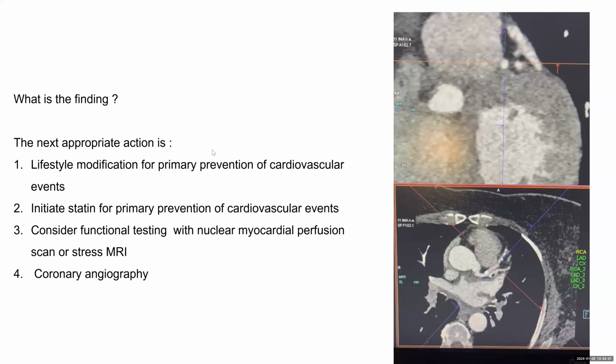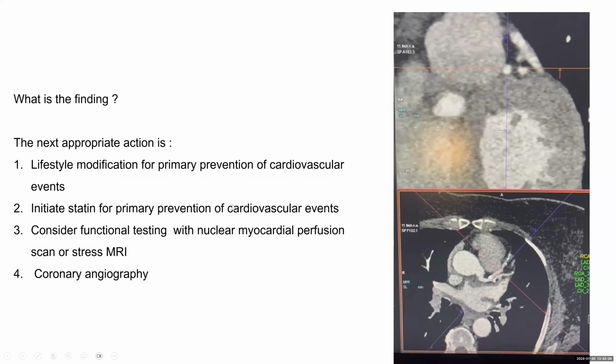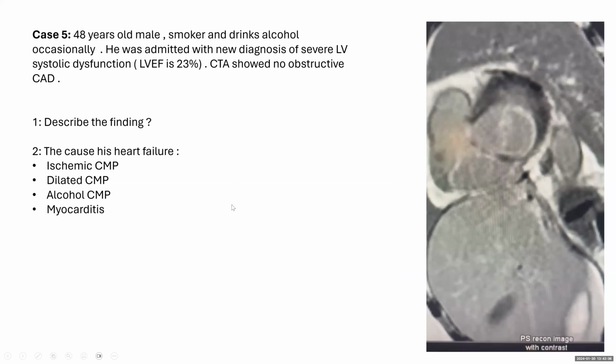Okay, so next. This is a case of MRI. A 48-year-old male smoker who drinks alcohol occasionally, according to him. He was admitted with a new diagnosis of severe LV systolic dysfunction, and his LVEF was around 23%, around 25%. This is a very real-life case. CTA was done and showed no obstructive coronary artery disease. Now, describe the findings on this delayed enhancement imaging, and we'll answer question number 2.